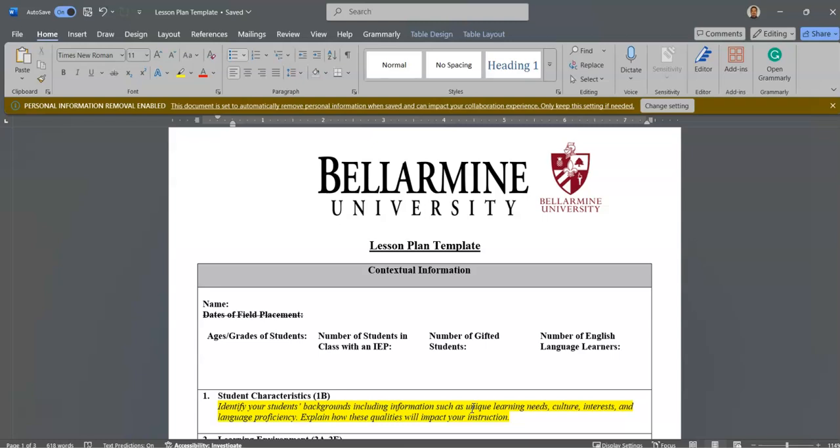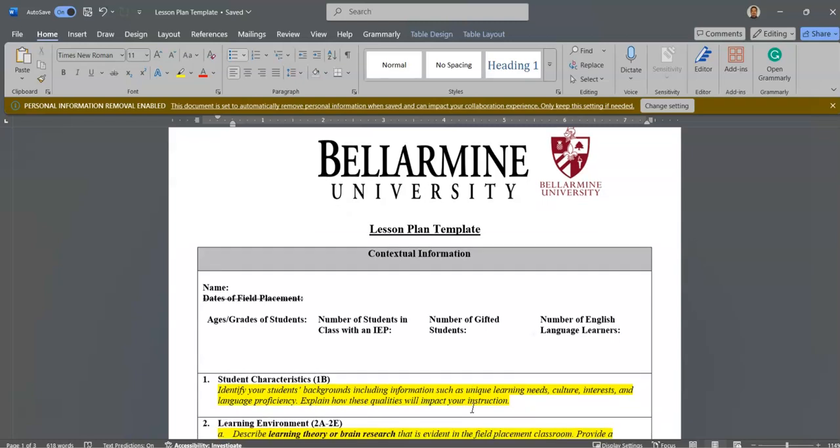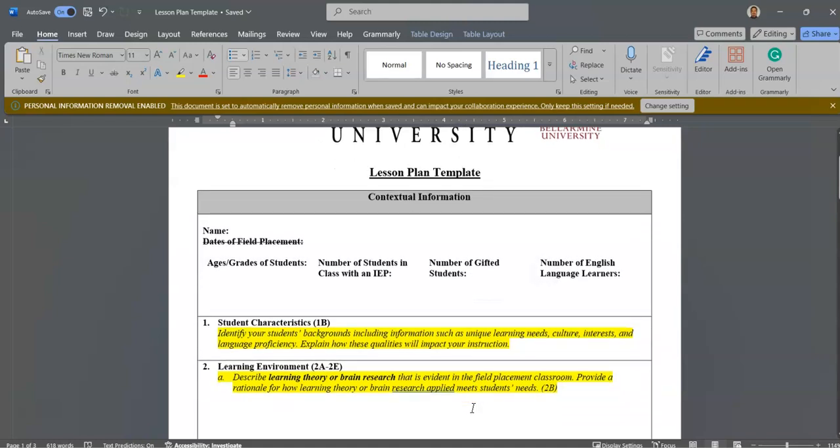Language proficiency: how are you using technology to help those students? Like, are you allowing them to use a translation feature? Are you using translation features to translate documents that you're handing out, whatever the case may be? But in this section, what are the student characteristics in your class, and how is your use of technology helping those students, addressing the characteristics of those students?